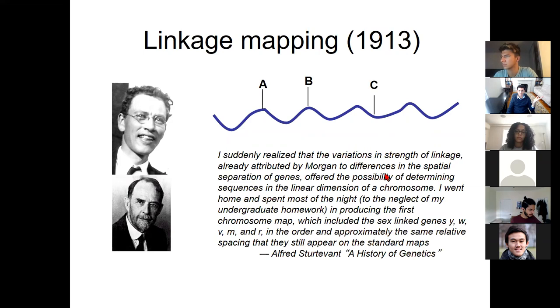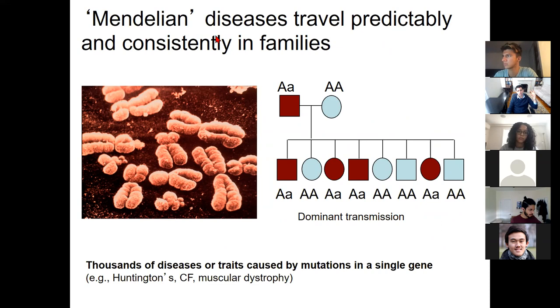So that became the Mendelian way of solving disease. Mendelian diseases were traveling in predictable and consistent ways within families. For example, you could look at a dominant transmission where whoever gets the capital A or the lowercase a, for example, has the disease. And that's a dominant phenotype. It only takes one copy to express the phenotype. So you don't have to have a lot of children for that phenotype to express. Half the children will have it. And there's thousands of diseases or traits that are caused by mutations in a single gene. So we talked about Huntington's, cystic fibrosis, muscular dystrophy is another example.